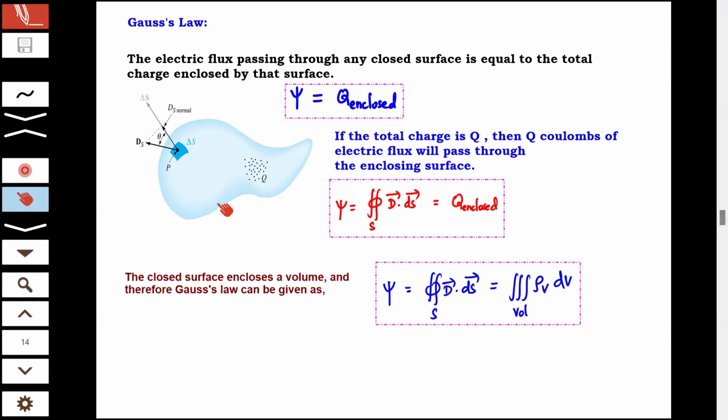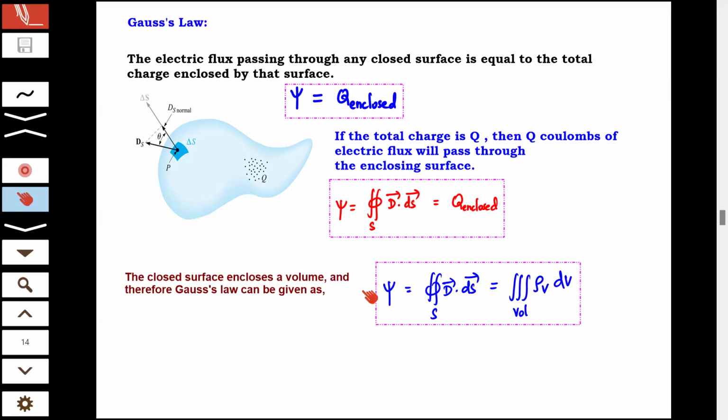We know for a closed surface, there is a definite volume enclosed. So in general, this charge enclosed can be given in terms of volume integration of volume charge density. Thereby, psi is equal to the closed surface integration of D dot ds over the surface, which is equal to the charge enclosed, which is volume integration of volume charge density.